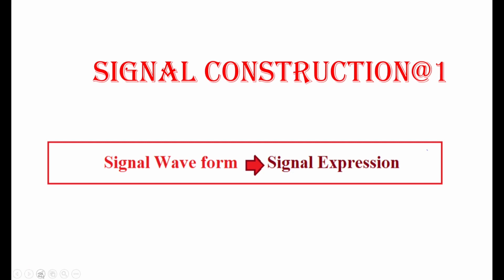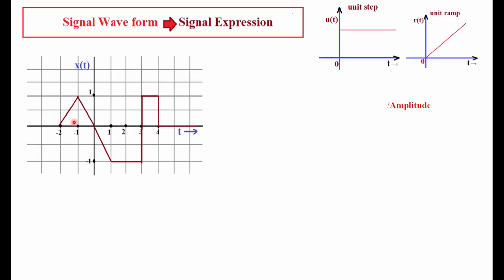Hi everyone, in this video I am going to explain how to find the signal expression from the signal waveform. Okay, see the signal waveform. This signal waveform consists of two signals, unit ramp and the unit step. Here this is the unit ramp signal, here this is also a unit ramp, and this is unit step, and this is also a unit step.